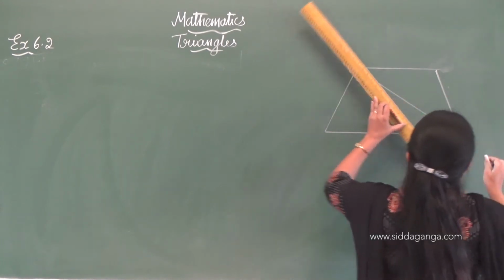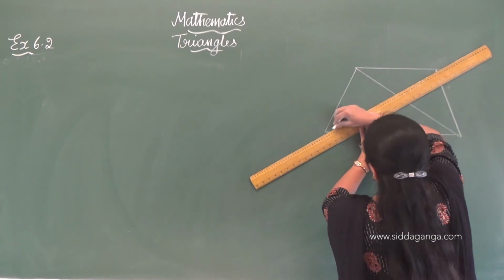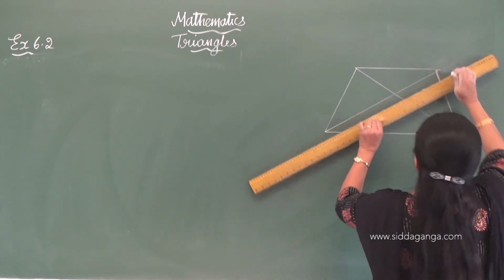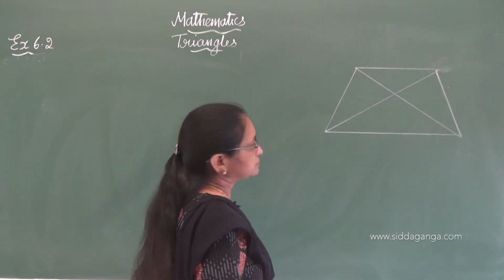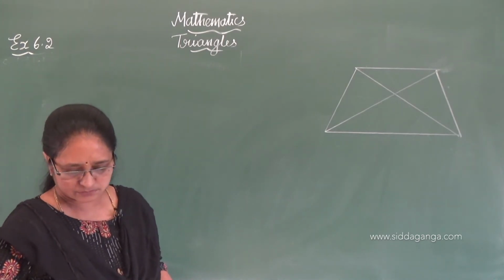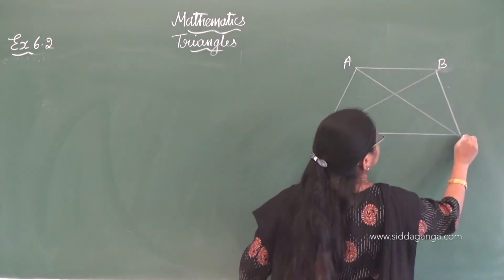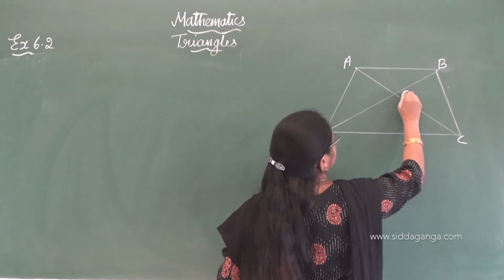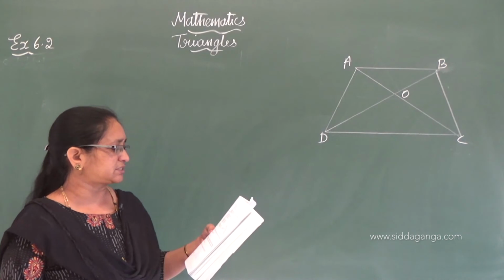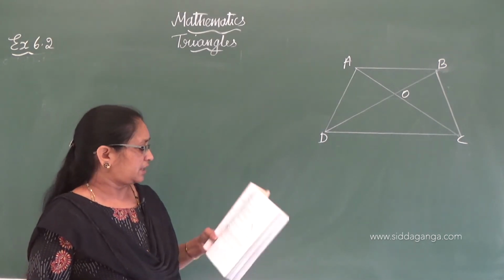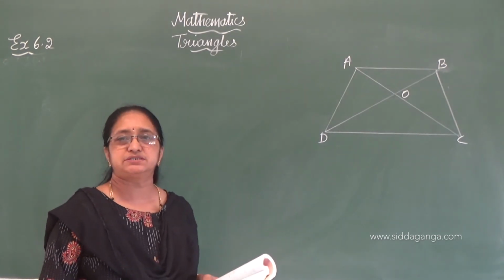The two diagonals intersect each other, they have given. So, I am drawing that. The two diagonals intersect each other at O. Okay. Diagonals of the quadrilateral ABCD intersect each other at O such that AO by BO is equal to CO by DO. You have to show that ABCD is a trapezium.